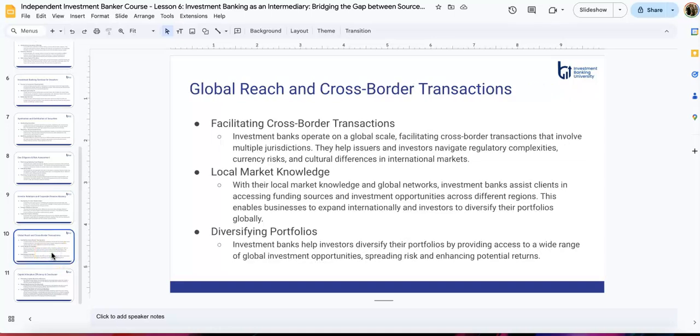When it comes to global reach, investment banks also do cross-border transactions. We're talking about a global scale, facilitating transactions that involve multiple jurisdictions, and they help issuers and investors navigate regulatory complexities, currency risks, and cultural differences in international markets. With local market knowledge, investment banks assist clients in accessing funding sources and investment opportunities across different regions. This enables businesses to expand internationally and investors to diversify their portfolios globally.